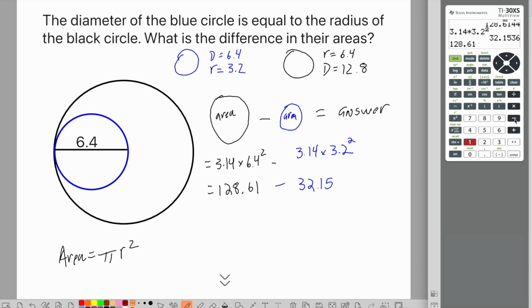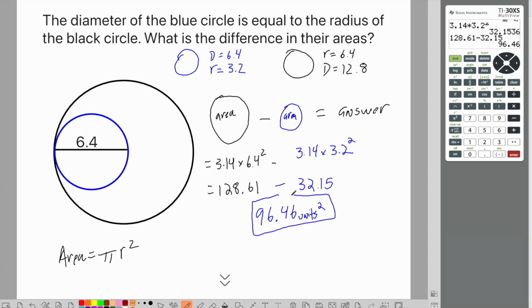128.61. So there's the area of the black circle minus 32.15. Their difference is going to be 96.46. And there's no units, so it's just units squared. That could be inches squared, feet squared. We don't know. So 96.46 units squared is our answer.